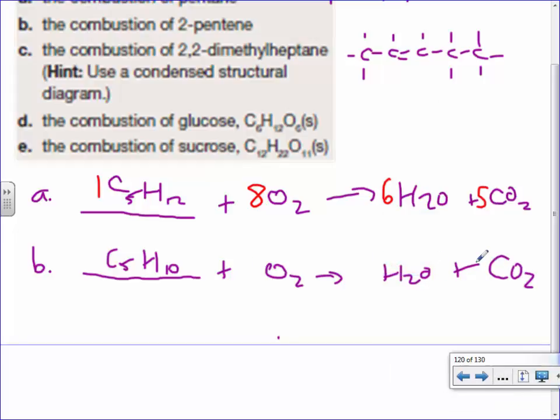Okay, so we know we're going to need the 5 carbons right here, so that solves that problem. And then for my hydrogens, I need 10 of them, which means in front of this hydrogen right here, I need a 5 as well.